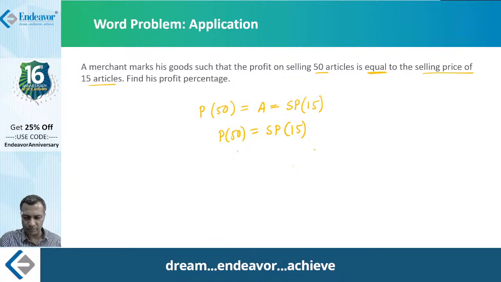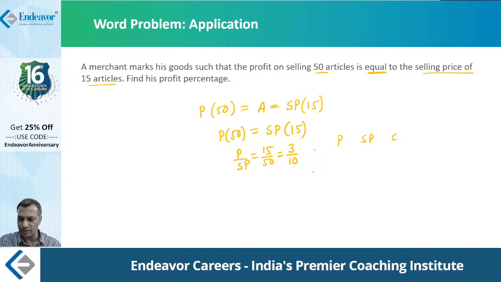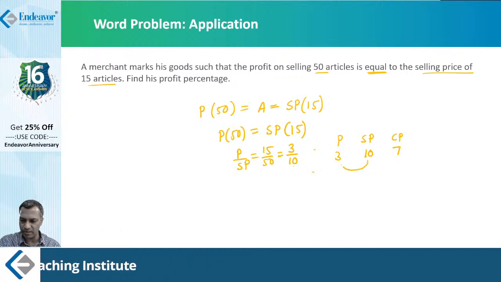Put it in perspective: profit divided by selling price is equal to 15 divided by 50. Simplified, 5 3 times, 5 10 times. So analyze this ratio. Profit is ready, selling price is ready, so you just have to make the cost price ready. What is the profit? 3 rupees. What is the selling price? 10 rupees. Therefore what is the cost price? It should be 7. Out of 10 rupees, 3 is the profit. Therefore 7 rupees is the cost price.